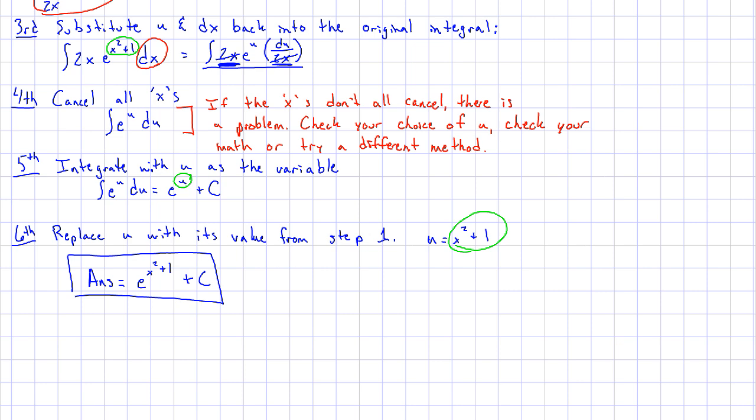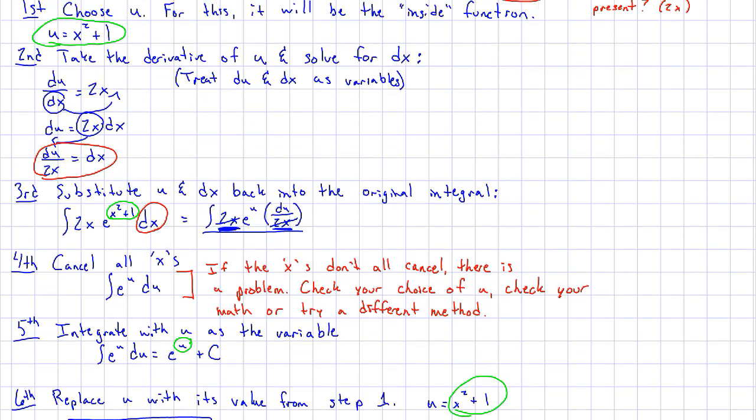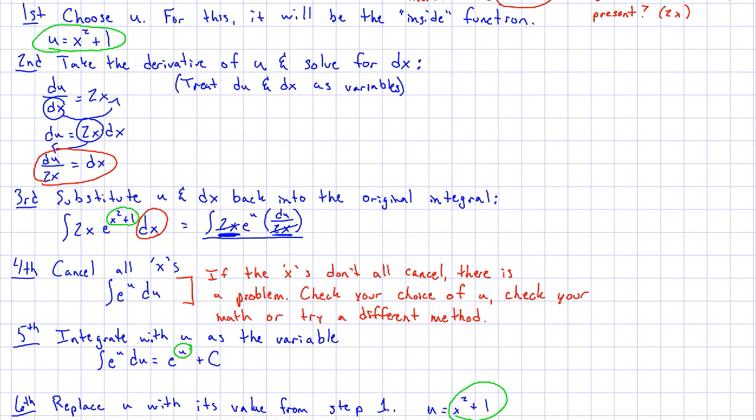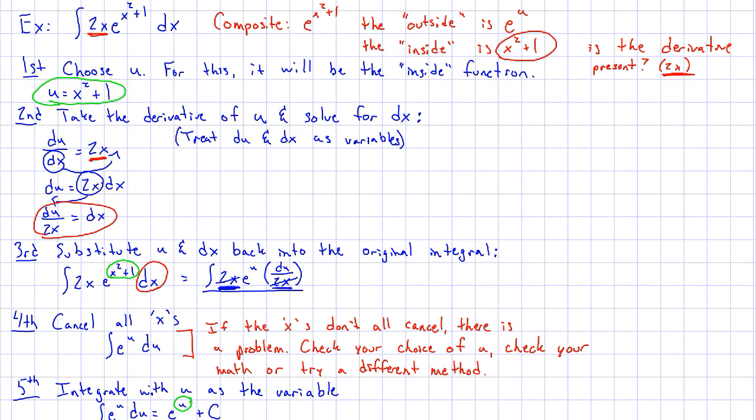I do want to talk a little bit about this problem because we happened to be in a situation where the derivative of u, which was 2x, I had it over here, wrote it over here, it's in various locations. The derivative was actually exactly present in the original integrand. So that 2x appeared and canceled that all out. That's wonderful, but it doesn't always work out that way.